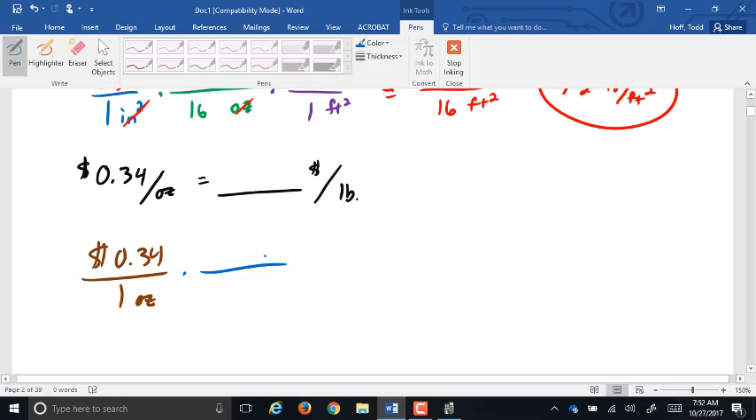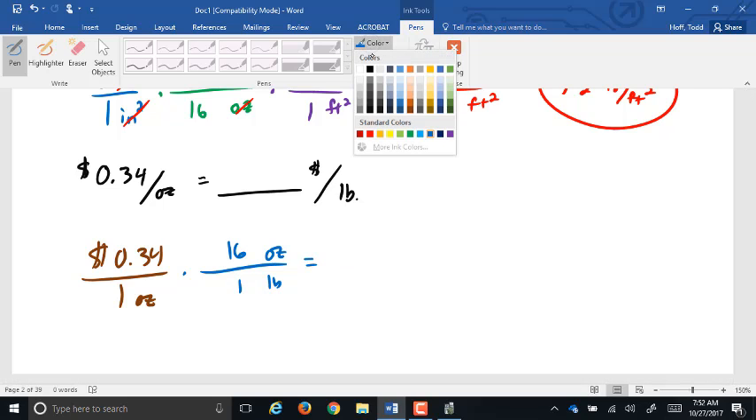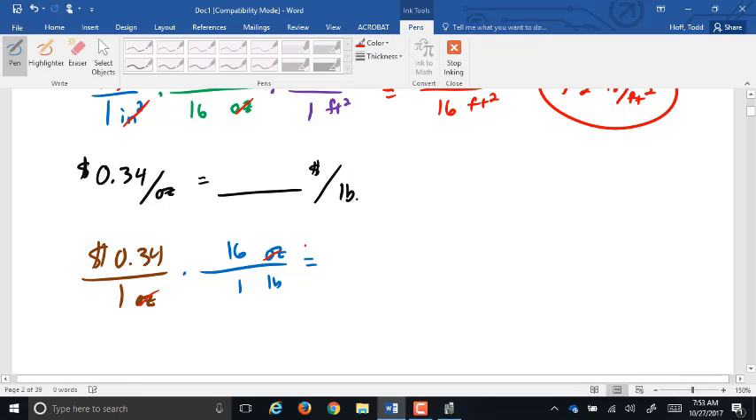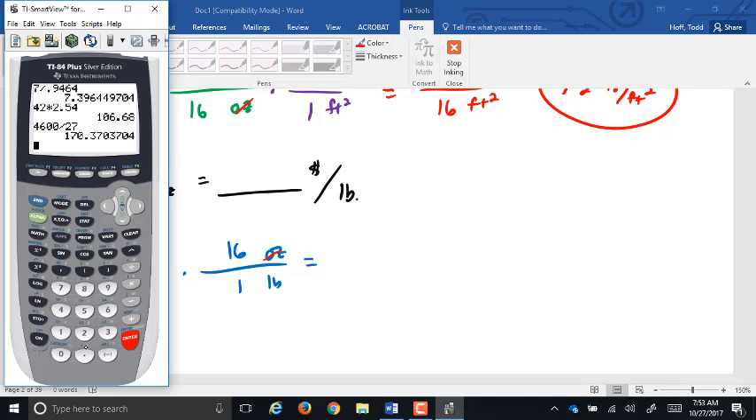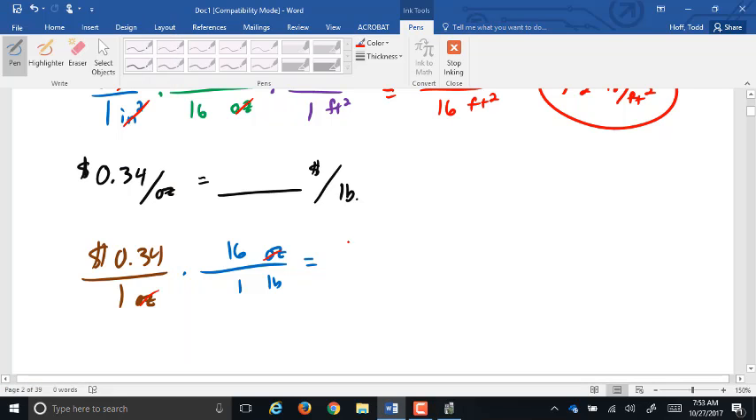We don't have to change the dollars. We just have to change the ounces. So ounces on top, pounds on bottom. 1 pound is 16 ounces. So the ounces do cancel out. We've got 0.34 times 16 is $5.44 over 1 pound. So yes, $5.44 per pound.